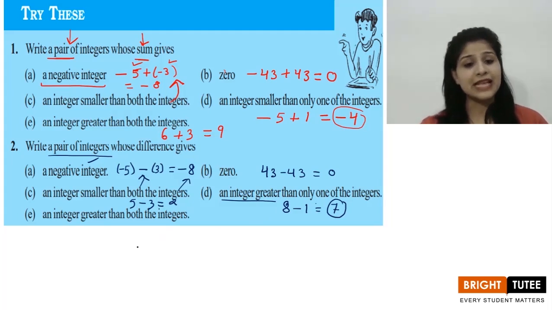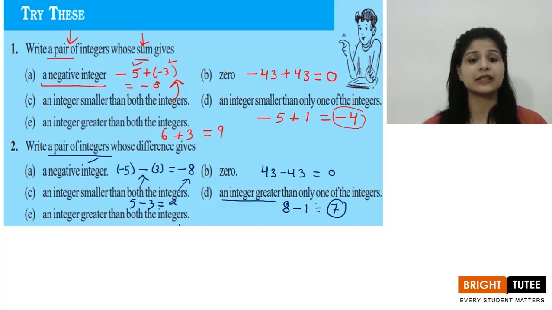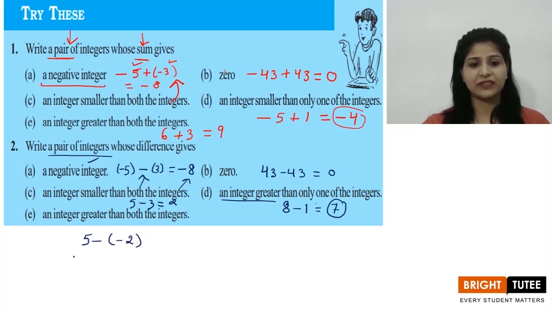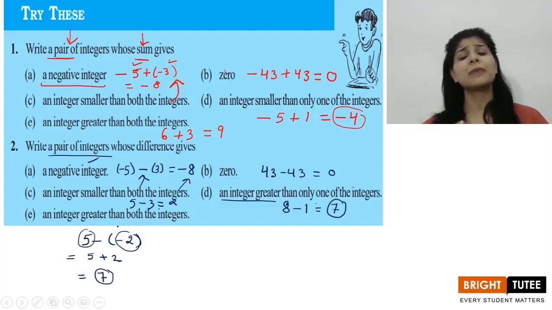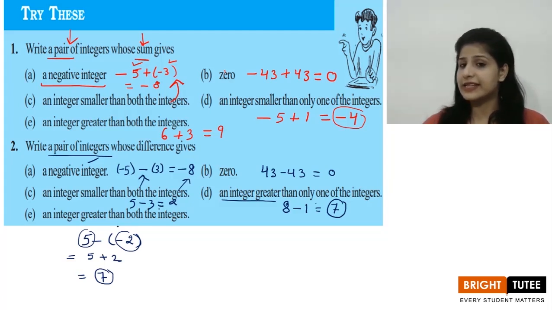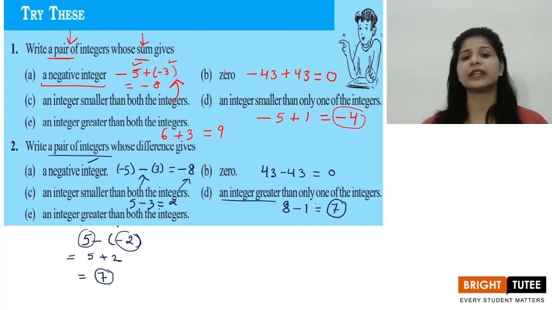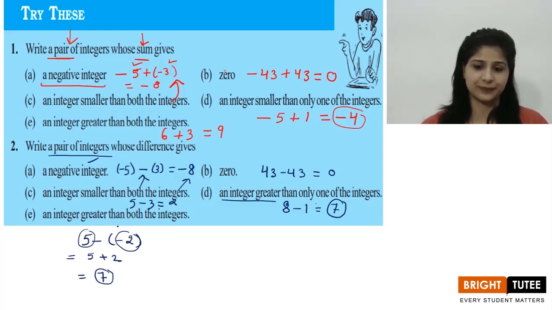Okay. The last one, an integer greater than both the integers. You should get some answer that should be greater than both of the integers. Think about it. So we can always take, suppose 5 I take, and I take minus 2. If I am taking the difference, what will I get, students? I will get 7, and 7 is greater than 5 as well as minus 2. So there can be multiple examples for such questions. So you can figure out what to write in the examination. It should be correct, and do read the statements carefully while solving these.